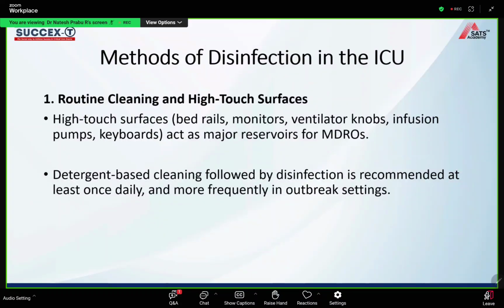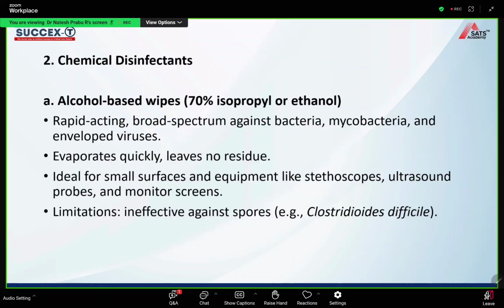So methods of disinfection in the ICU, we have various methods. First important is routine cleaning of high-touch surfaces. High-touch surfaces, that are the bed rails, monitors, ventilator knobs, infusion pumps, and keyboards, act as a major reservoir for multi-drug resistant organisms. So detergent-based cleaning followed by disinfection is recommended at least once daily and more frequently in outbreak settings. Coming on to chemical disinfectants, we have alcohol-based wipes.